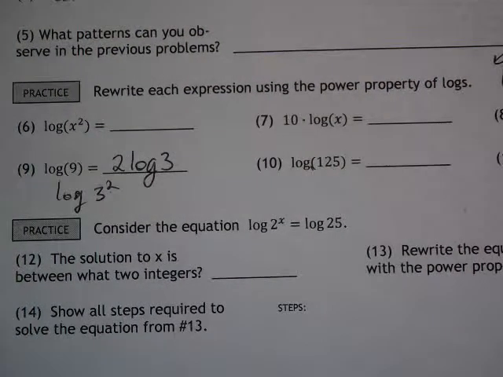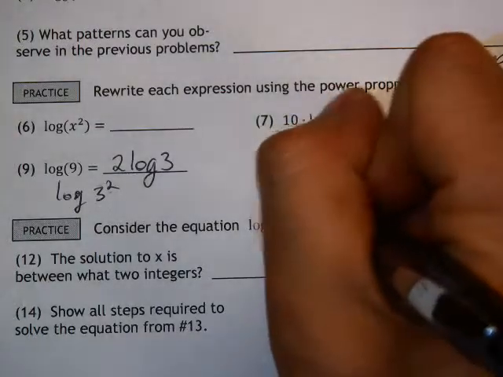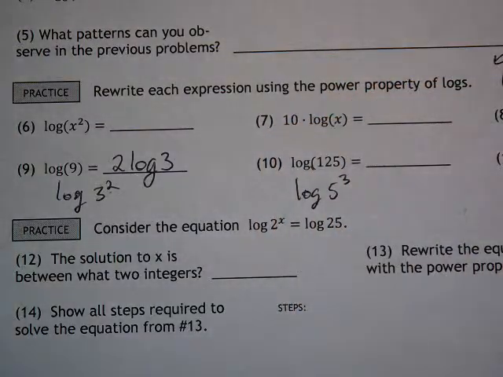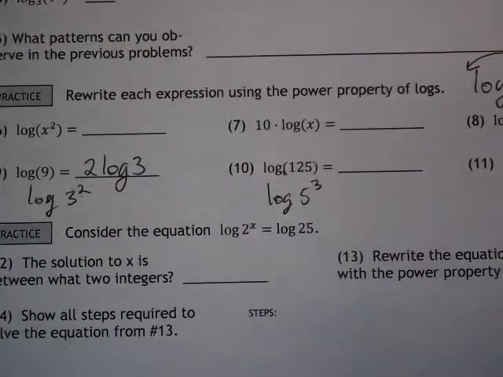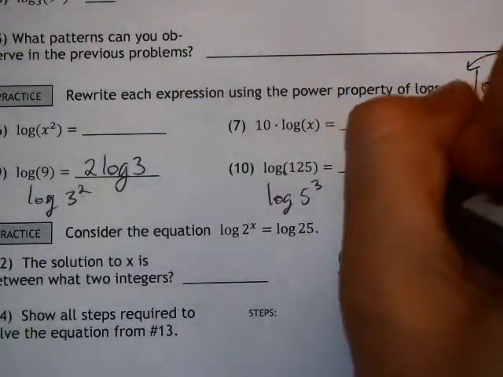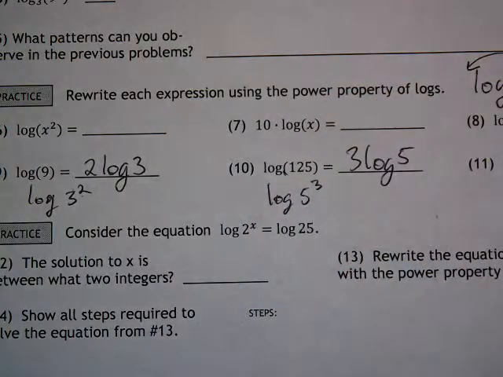So number 10, same idea. Again, I'm going to rewrite 125 as 5 to the third because 5 times 5 times 5 is 125. And again, I'm going to use that power property to take that 3 and move it out front. It becomes 3 times the log of 5.